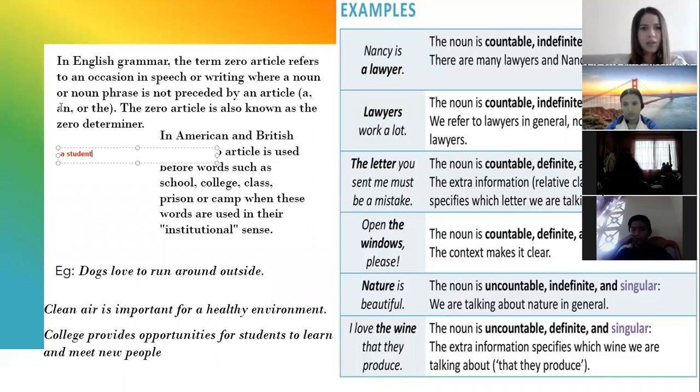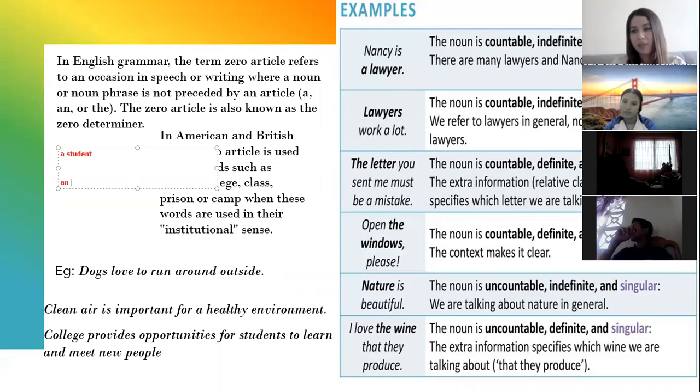The other article is the article an. When the word that comes after the article, in this case an, begins with a vowel, the article that we have to use is an. For example, an apple.